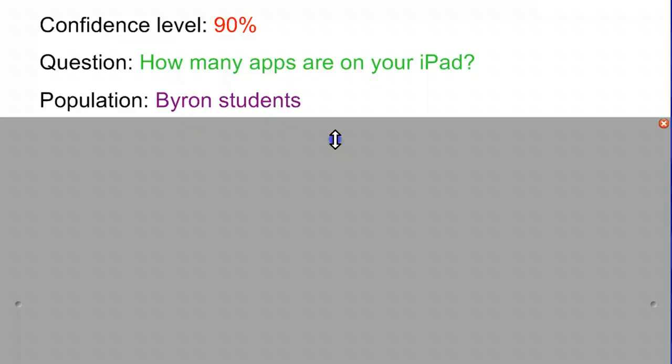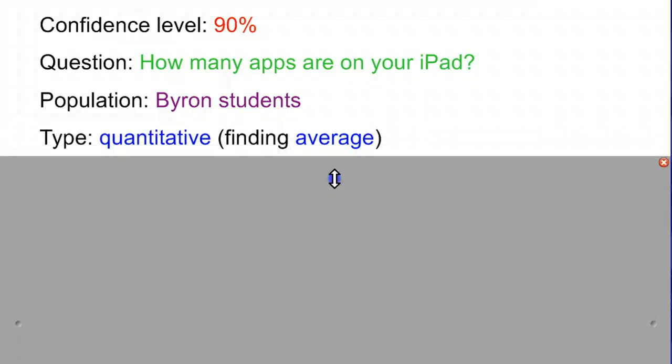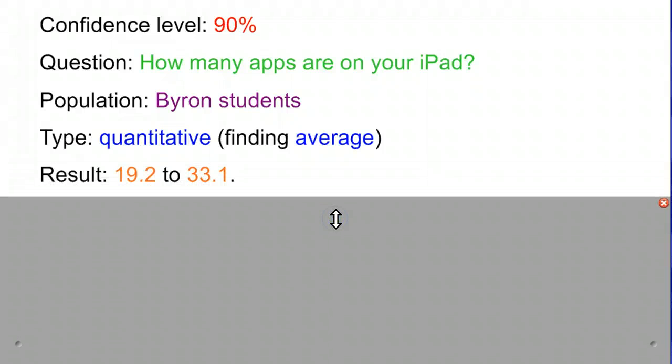This type of question, how many, is going to be quantitative, which means that we're trying to find an average. We want to know the average number on students' iPads. Let's imagine that after we do our sampling, we get a result of the average is somewhere between 19.2 and 33.1, and we're 90% confident of that number, of that range.